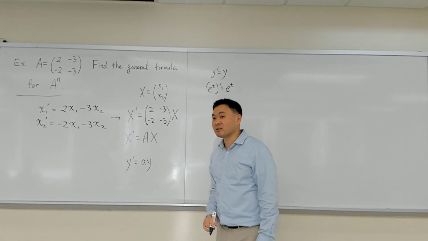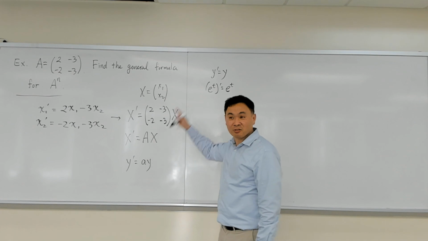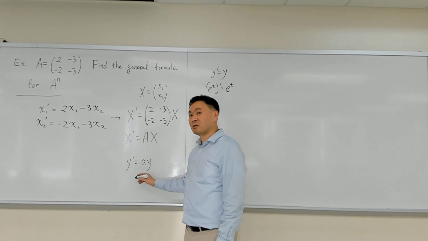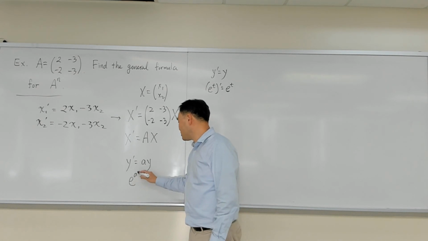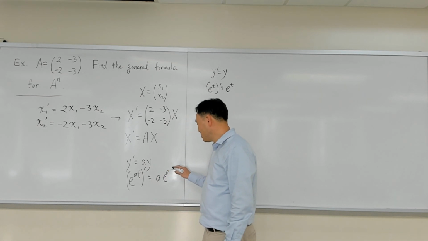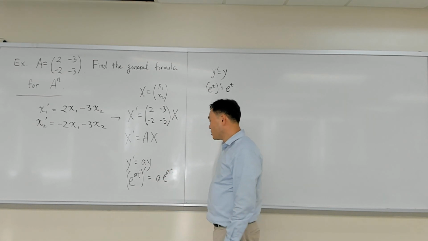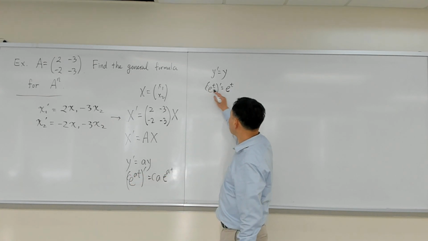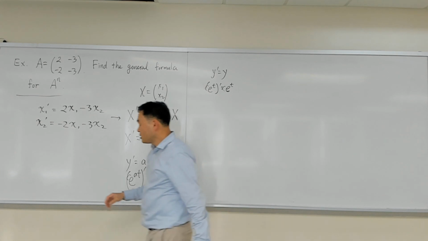How about this one then? They're cousins, very similar. What's the solution to this? E to the at, right? If you have e to the at and you differentiate, what happens? You get a e to the at. That's what it is. Of course, there could be some constant in front. Same thing here, there would be some constant in front.